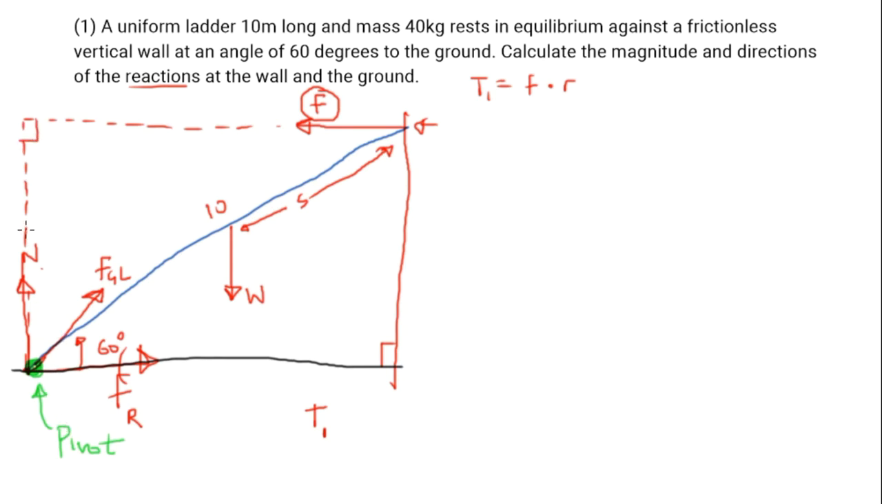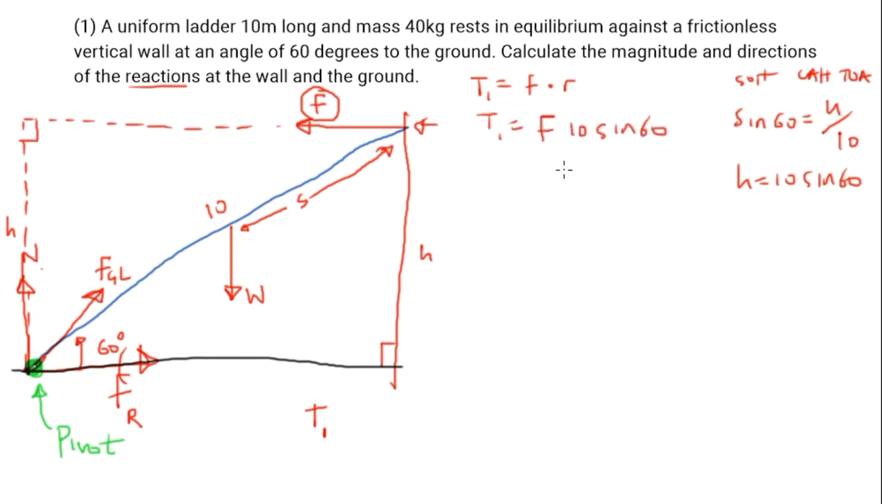Let's call this distance h, which is the same thing as this h. So to find h, we can use SOH CAH TOA. From SOH CAH TOA, we can see the sine of angle 60 degrees is equal to the opposite, which is h, upon the hypotenuse, which is 10. So that h is equal to 10 sine 60 degrees. So the torque of F1 is equal to the product of force multiplied by 10 sine 60 degrees.